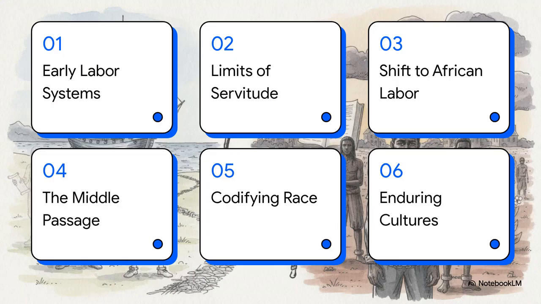To get to the bottom of this profound shift, here's our roadmap. We'll start with early colonial labor systems, look at the limits of indentured servitude, trace the shift to African labor, examine the brutal Middle Passage, see how race was actually codified into law, and finally, look at the incredible resistance and enduring cultures of the people trapped in this system.